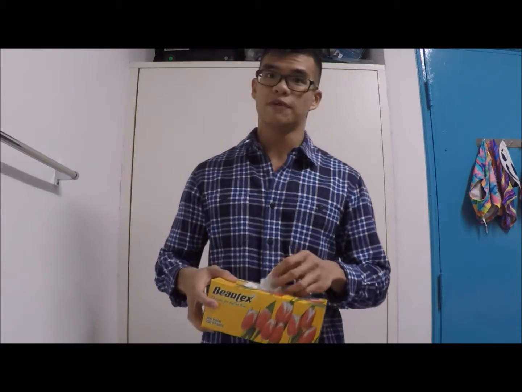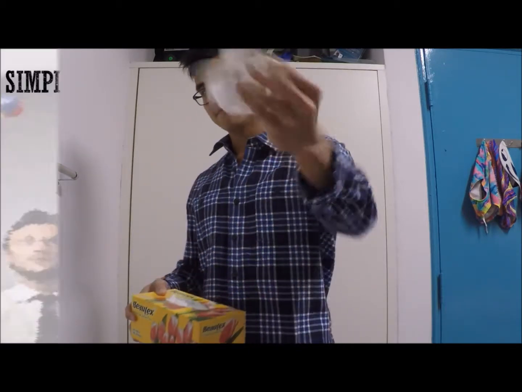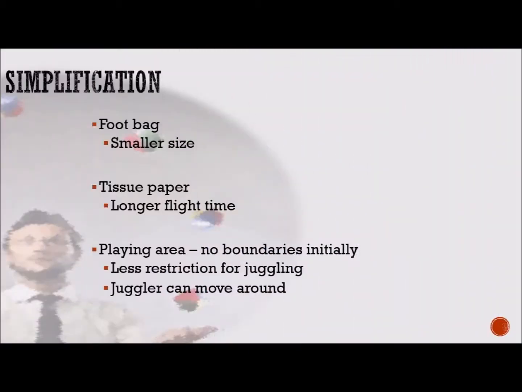As you can see, by the first week, most of us were able to do a single cascade. But just to make things even simpler for ourselves so that we can progress into a continuous cascade, we began with something called simplification. Simplification is the process where alternatives to the prop are used. This creates affordance for the juggler who is learning the 3-ball cascade.